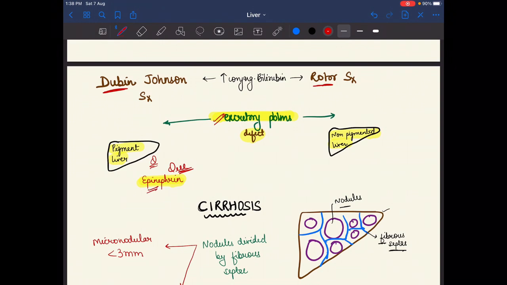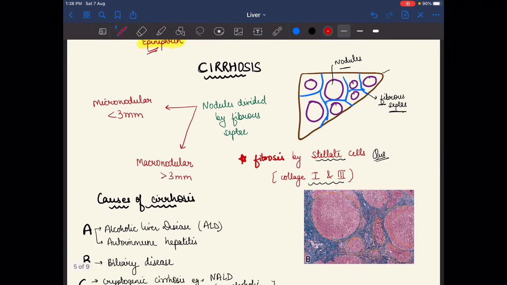So now let's move to cirrhosis. In cirrhosis, as we see, there are nodules, and nodules may be micronodular as well as macronodular. Micro we say when the size is less than 3 mm, macro when the size is more than 3 mm. In between the nodules we see fibrous septae. Fibrosis by stellate cells is due to collagen type 1 and type 3. In the liver, type 1 and type 3 both are involved. Please remember this. And fibrosis is by stellate cells.